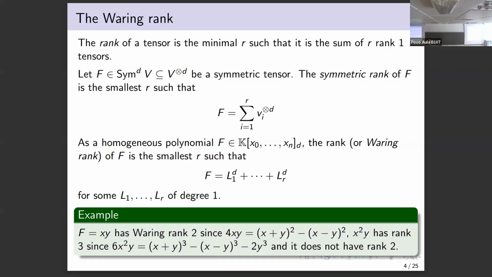For example, the monomial xy has Waring rank 2. It's a rank 2 decomposition using the binomial formula. It's not a power of a linear form, so we cannot do better than this. Whereas x squared y has Waring rank 3, and this is the rank 3 decomposition. It does take a bit of work to show that you cannot do better than this.